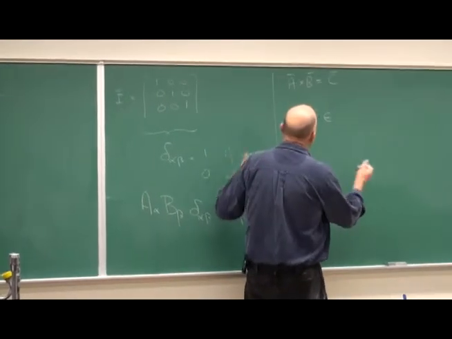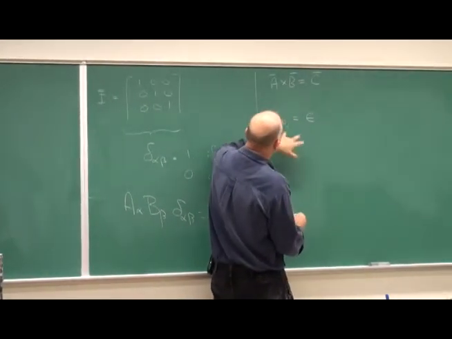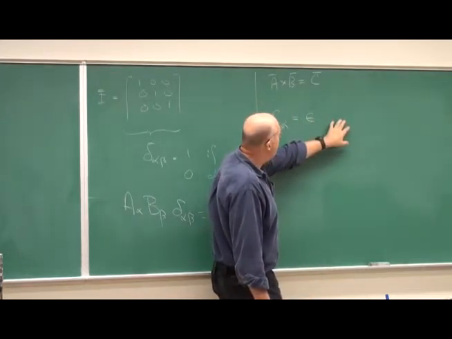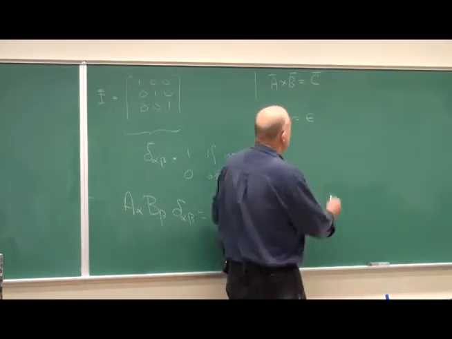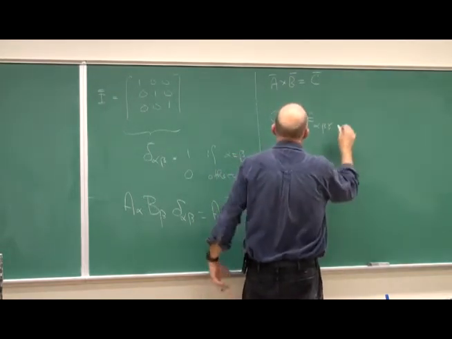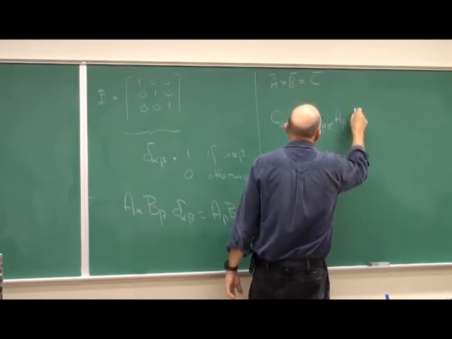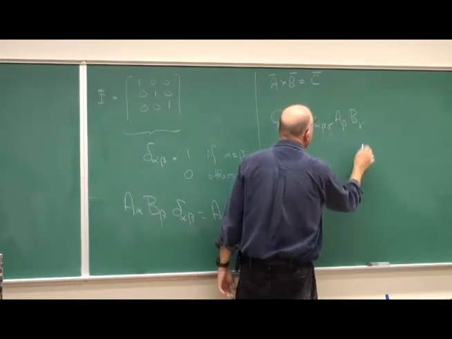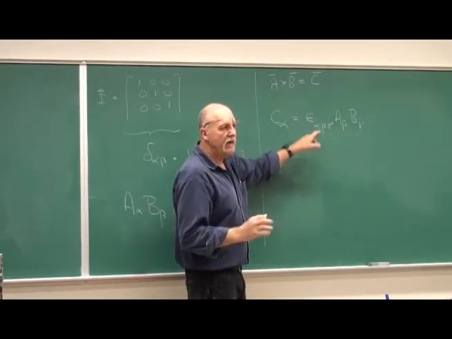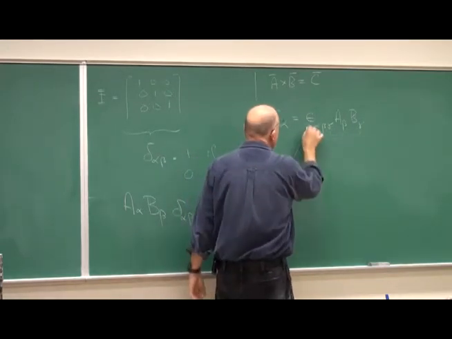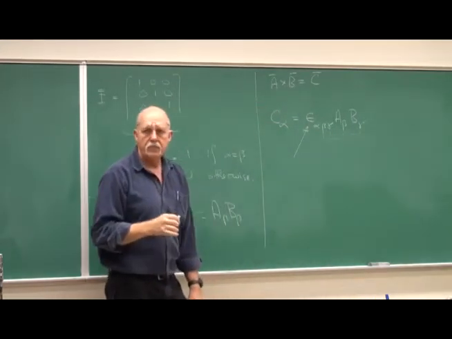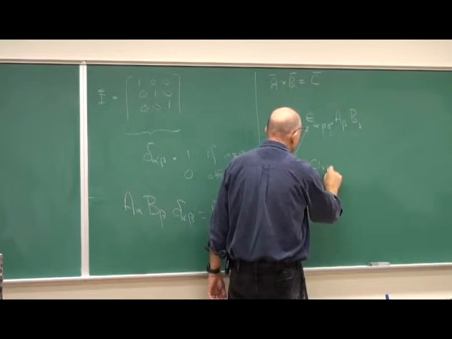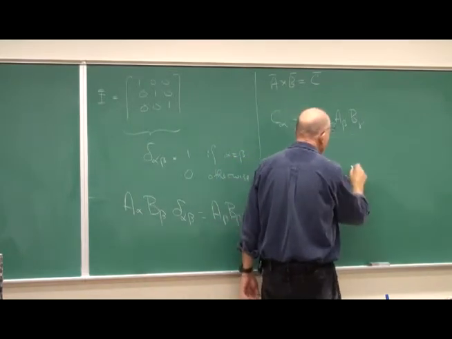Because I want to end up with a vector, and I have two other vectors over here, A and B, I have to have three indices on this guy. So this has to be epsilon alpha beta gamma, and then I have A beta B gamma. I sum over this, I sum over this, and I'm left with one index, which is a vector. And this guy here is called the Levi-Civita antisymmetric symbol.